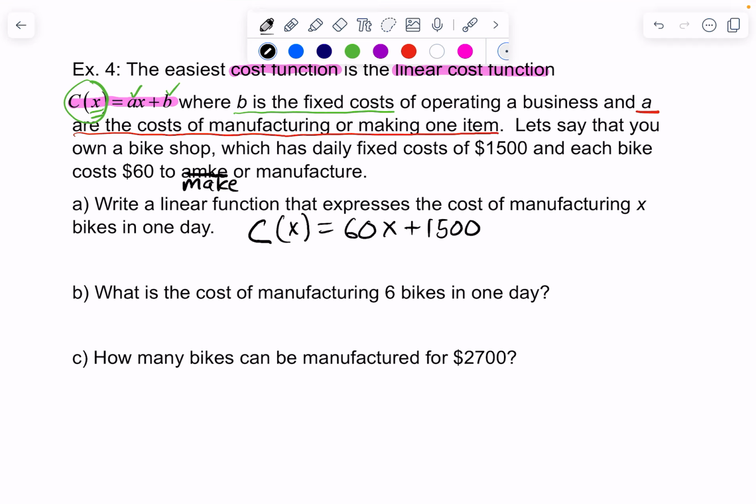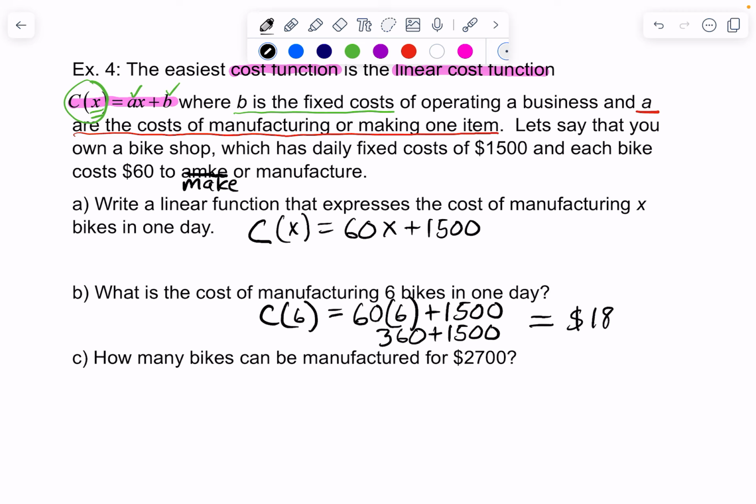What is the cost of manufacturing 6 bikes in one day? Well, you're going to go ahead and just plug in the value of 6 for bikes and calculate. So I've got $360 here plus the $1,500 daily fixed cost. So the cost of manufacturing 6 bikes would be $1,860.